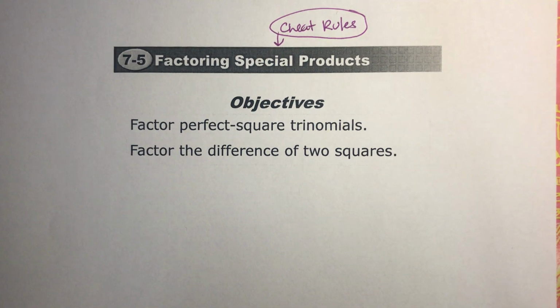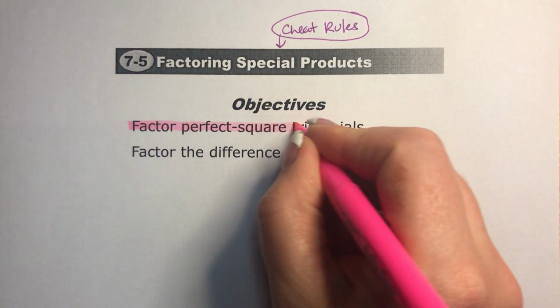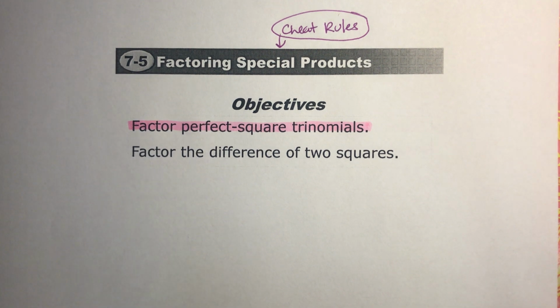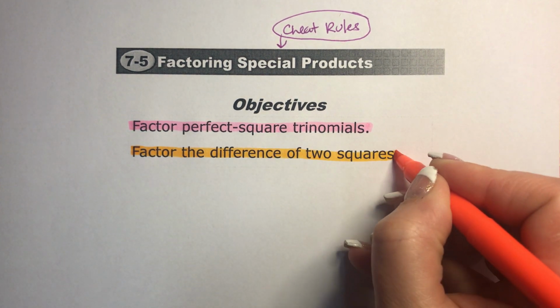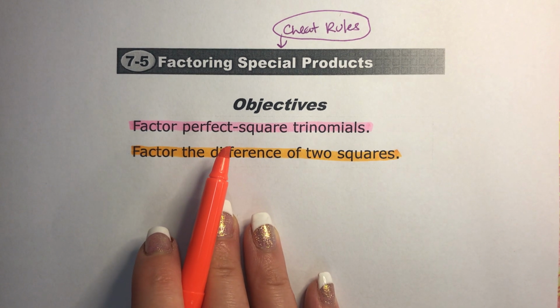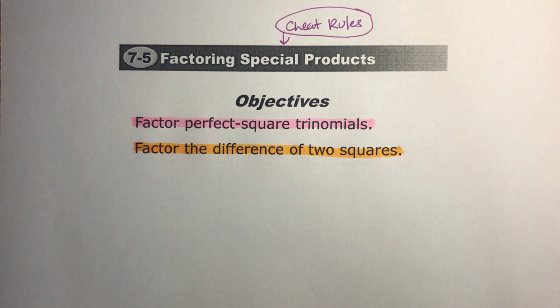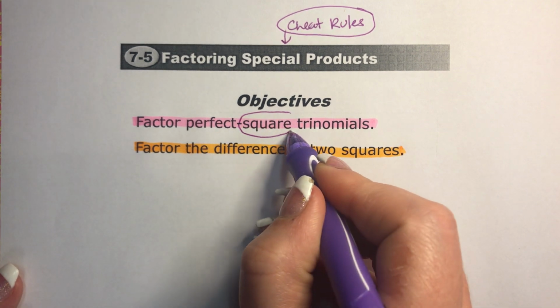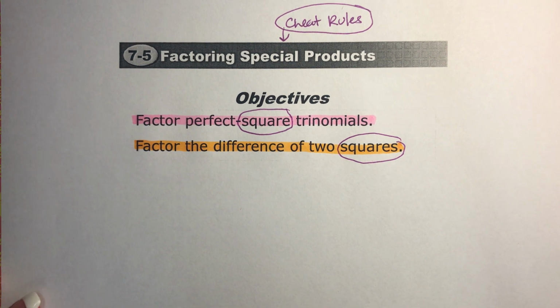Our objectives for today are to factor perfect square trinomials, and also to factor the difference of two squares. You remember perfect square trinomials, we talked a little bit about it back in Chapter 6. So we're going to be building upon that in this chapter. If you see here, there's perfect square, so there's this idea of square here, and then the difference of two squares is right here. So really, you are going to have to know your squared numbers, right?